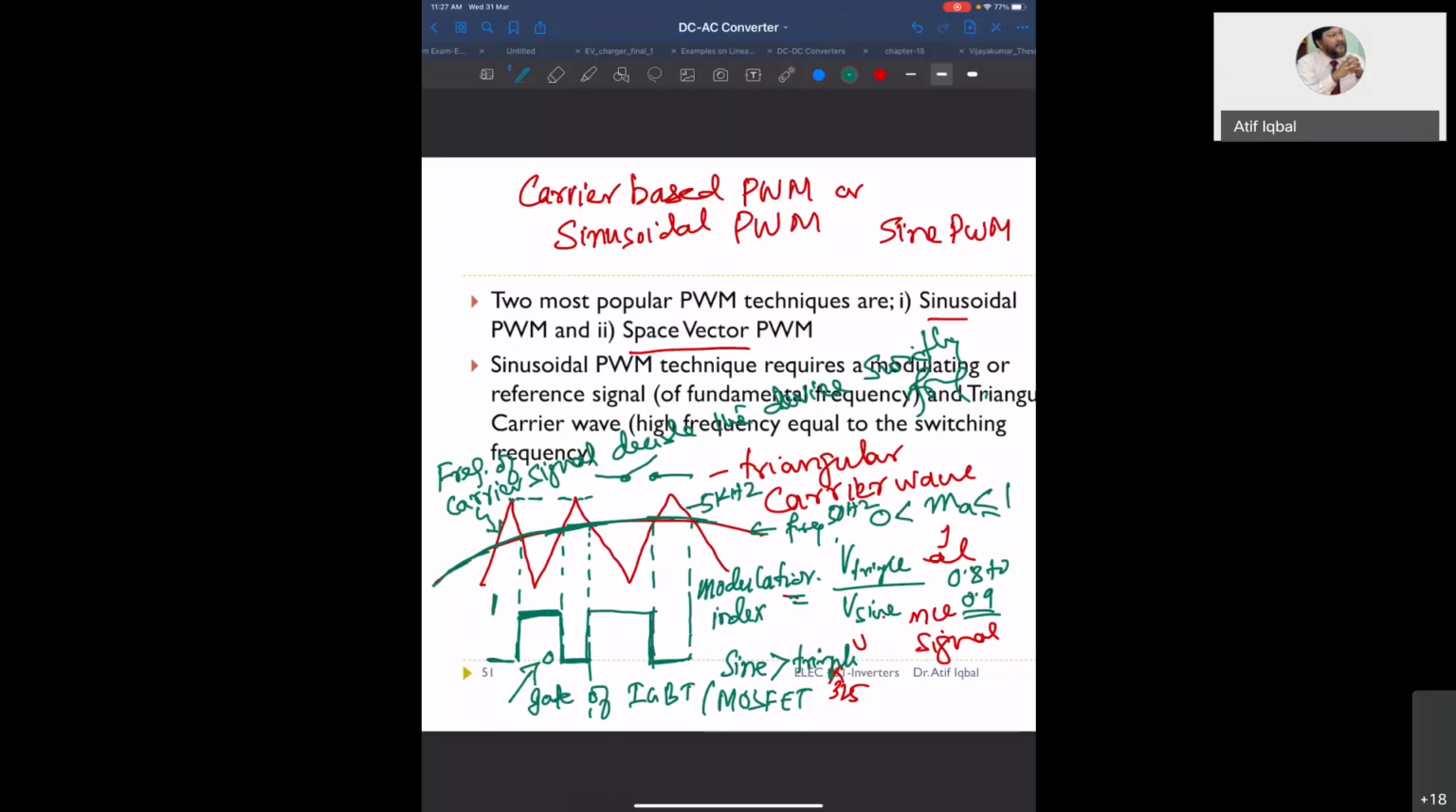So magnitude of the output voltage is controlled by controlling the sine wave magnitude, and the fundamental frequency of the output is controlled by controlling the frequency of the modulating signal. So if the modulating signal is 50 hertz, the output voltage fundamental frequency will be 50 hertz. If the sine wave is 25 hertz, the output fundamental will be 25 hertz. Do you understand this point?